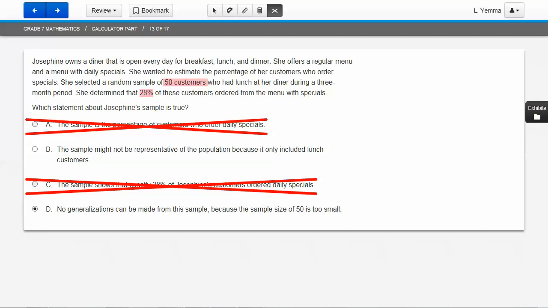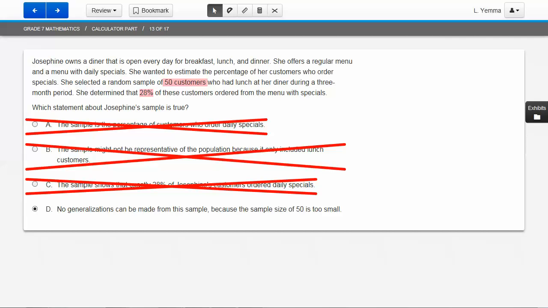Well, no, it just means this sample shows that many. Finally, no generalizations can be made for the sample because it's too small. That is clearly the right answer here. 50 customers out of the life of a reasonably busy restaurant is not really that many. You need far more. So clearly, D has to be the right answer.